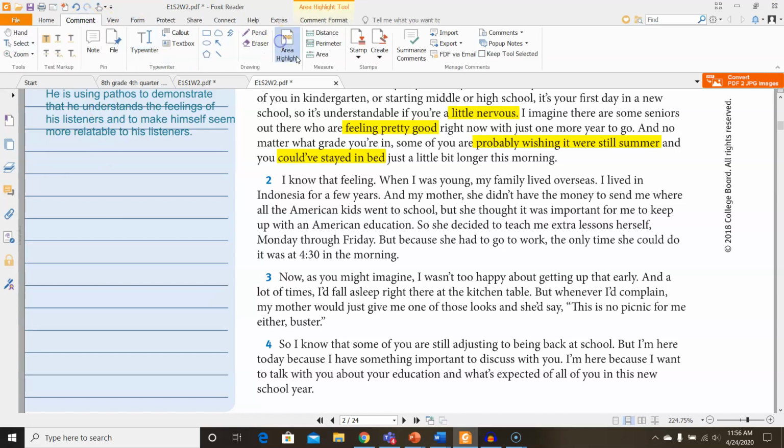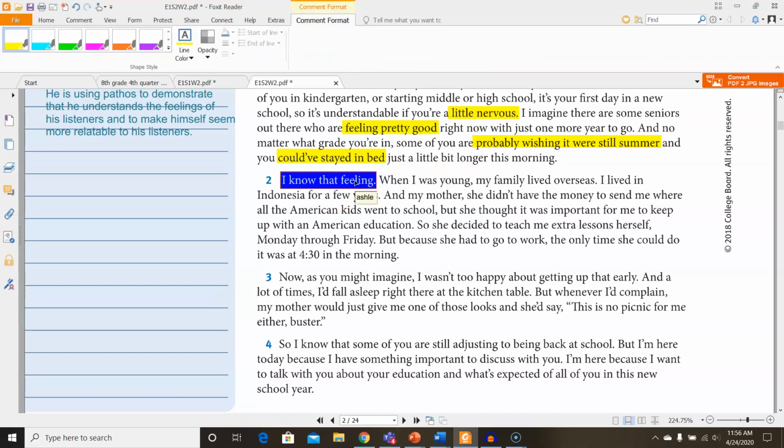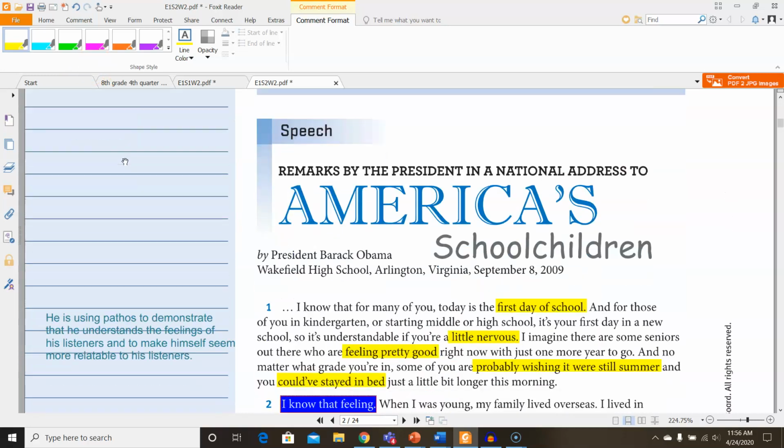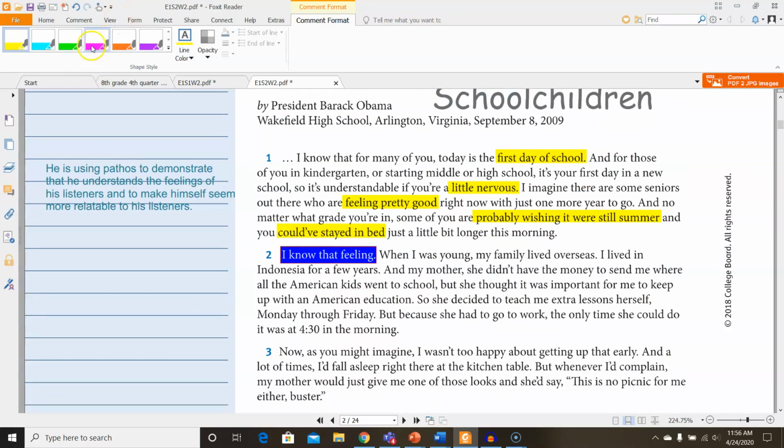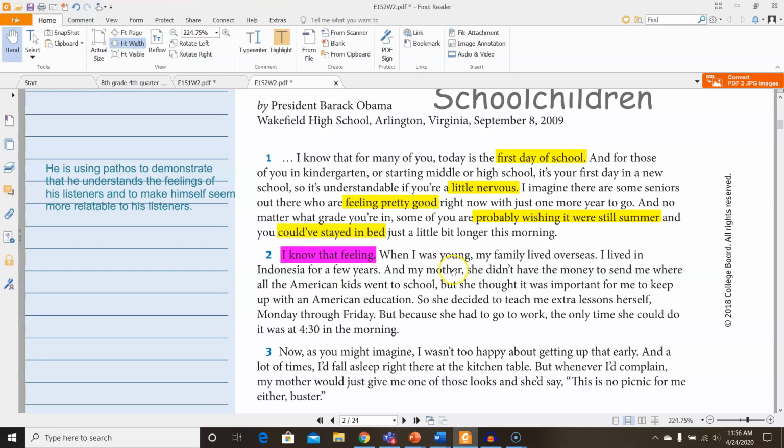And let's see where. So first of all, he says, I know that feeling. Actually, that might be an example of ethos because he's trying to establish a sense of you trusting him. The color I gave ethos was pink. He wants to create himself as this character that you can trust because he relates to what you've been through. So I lived in Indonesia.